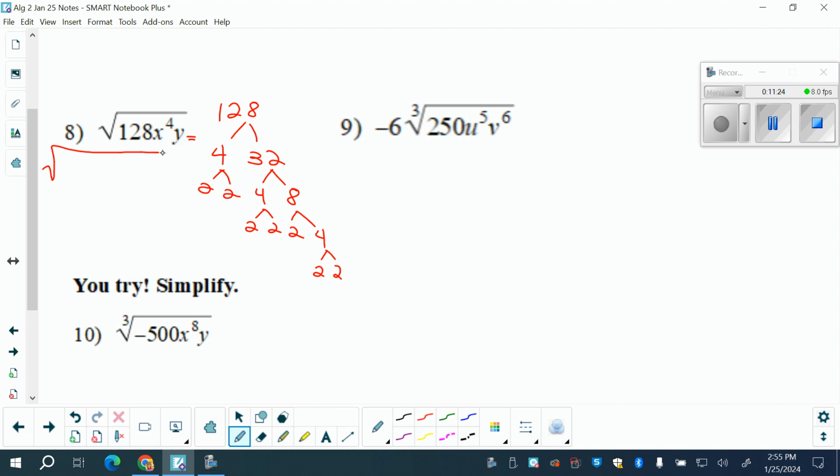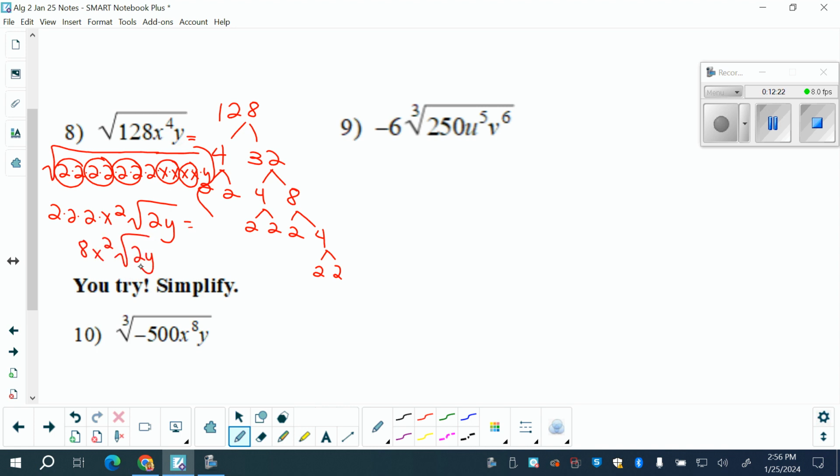Okay, I'm going to do the prime factors first: 1, 2, 3, 4, 5, 6, 7 2s, and then 4 x's and a y. So what are we looking for? Groups of 2. It's assumed to be a square root. We'll mix those in with the problems today. So we have 2 2's and another 2 2's, so 2 times 2 times 2. And for x, if there's 2 groups of x's, it would be x squared. Inside we have a 2y left. So 2 times 2 times 2 is 8, x squared, square root 2y. That makes sense?